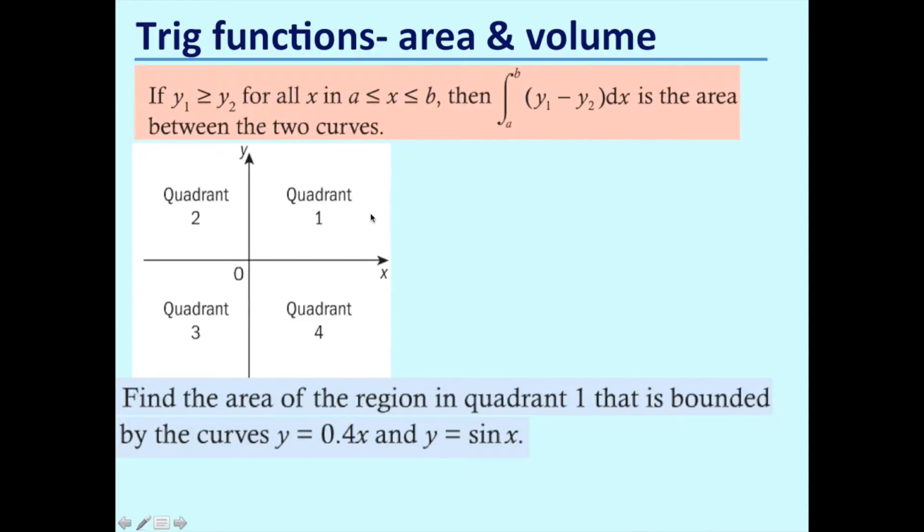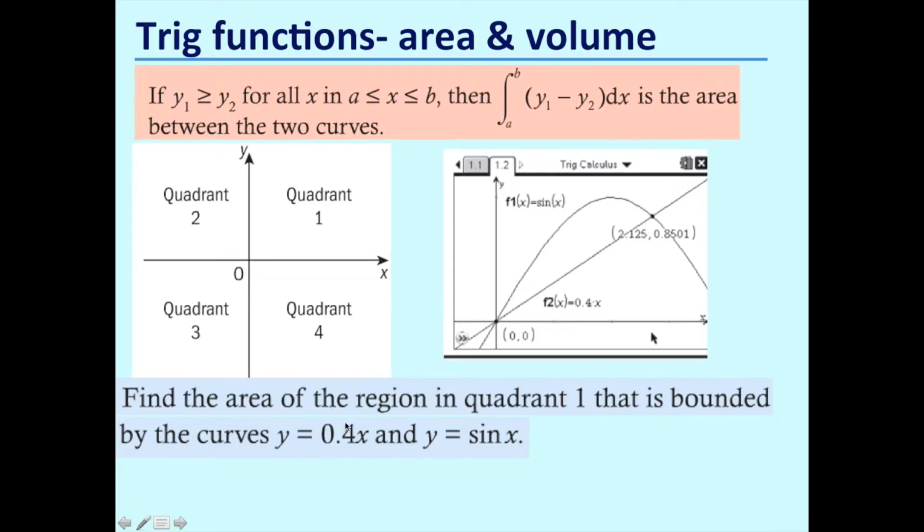Just to remind you, when we're talking about quadrants in a graph, these are the four quadrants. In this question, we're asked to find the area of the region in quadrant 1 that is bounded by the curves y equals 0.4x and y equals sine x. So we're just going to be concentrating on this. Have a quick go at this question and then check how you get on.